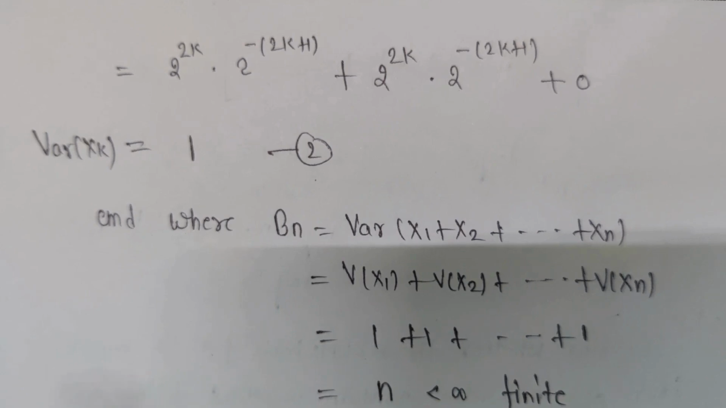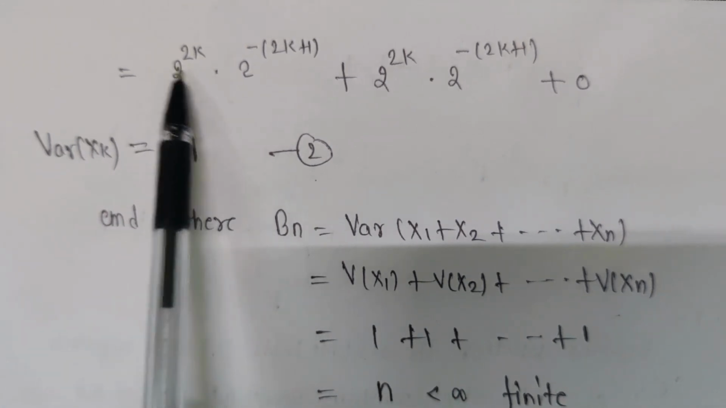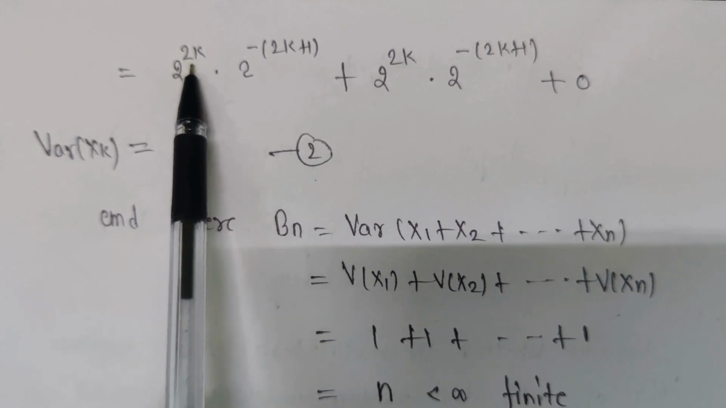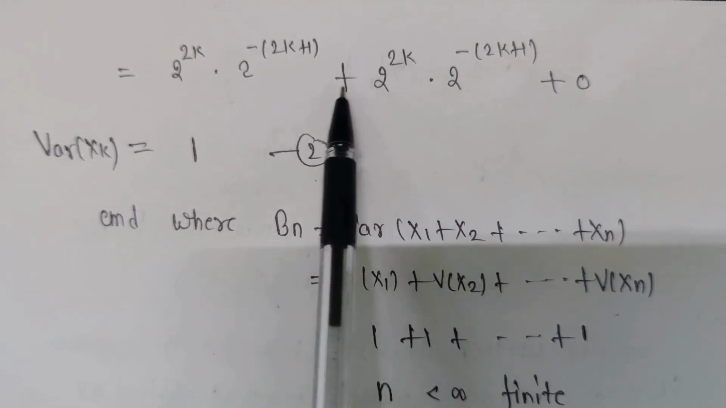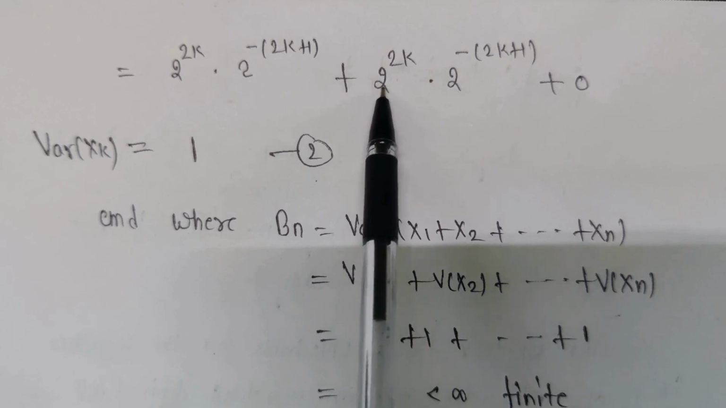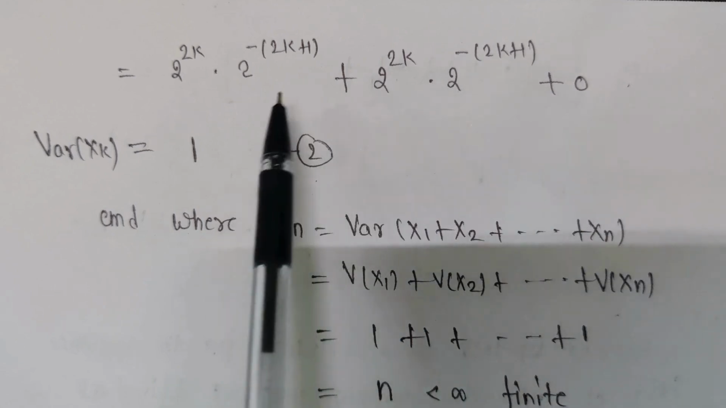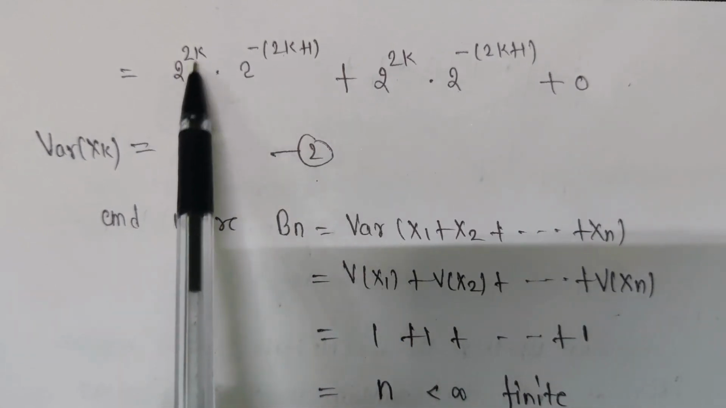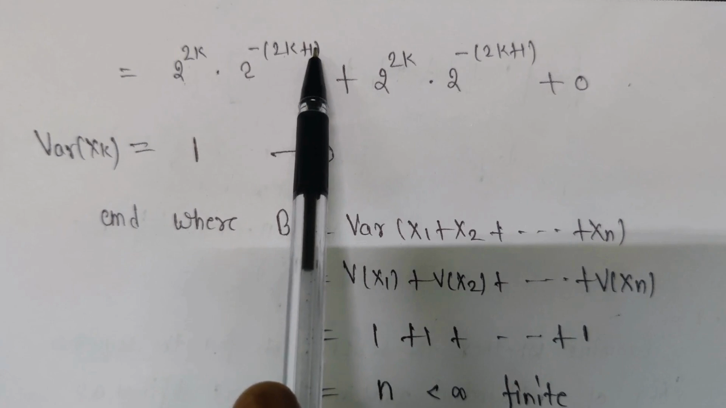So now you can see here we are putting the value of xk square. So xk is 2 to the power k, and taking the square, that means 2 to the power 2k, into the corresponding probabilities. And again the second term is plus minus 2 to the power k squared, that means plus 2 to the power 2k, into the corresponding probabilities, and the third term is 0. So now you can see here this 2 to the power minus 2k and this 2 to the power 2k cancel out. So the result is 2 to the power minus 1.